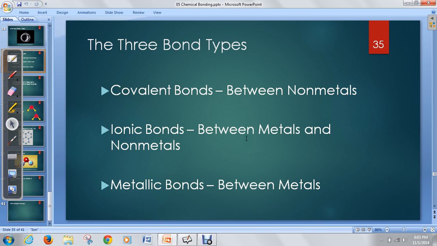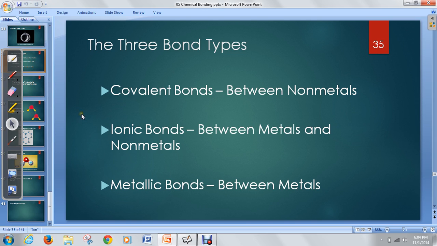In this podcast, I want to go over the last part of Chapter 5, Chemical Bonds. If you remember last time, we were talking about the three different types of bonds, which are covalent bonds, ionic bonds, and metallic bonds. Covalent bonds are between nonmetals, ionic bonds are between metals and nonmetals, and metallic bonds are just between metals. You can think of those as the three main classifications of bonds.